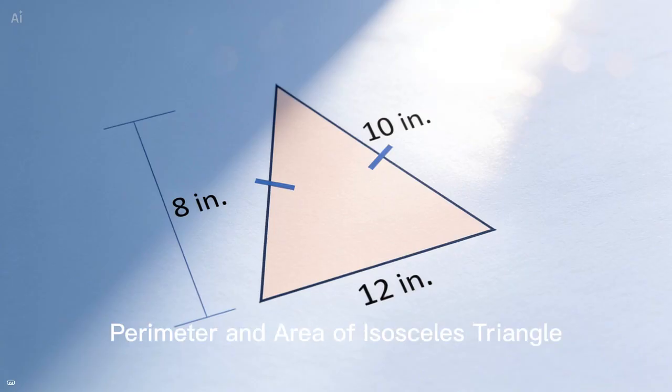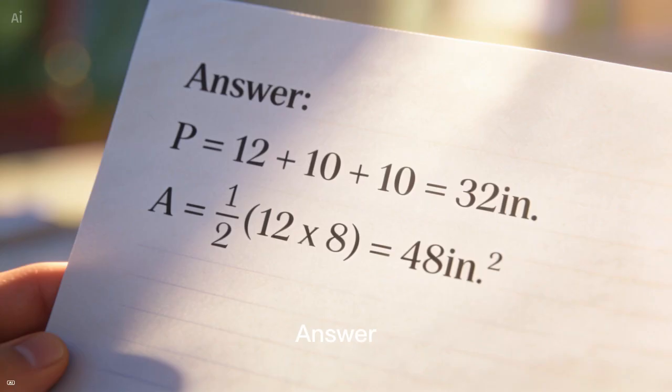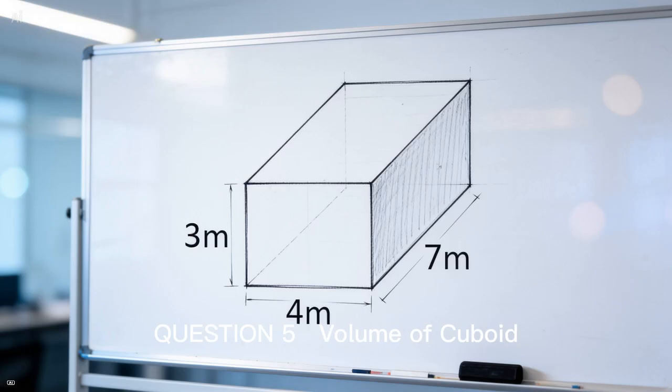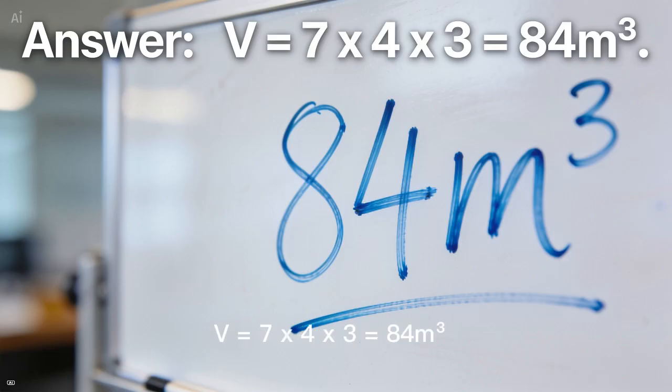Question 4. Perimeter and area of isosceles triangle. B equals 12 inches, H equals 8 inches, S equals 10 inches. Answer: P equals 12 plus 10 plus 10 equals 32 inches. A equals 1/2 times 12 by 8 equals 48 square inches. Question 5. Volume of cuboid. L equals 7 meters, W equals 4 meters, H equals 3 meters. Answer: V equals 7 by 4 by 3 equals 84 cubic meters.